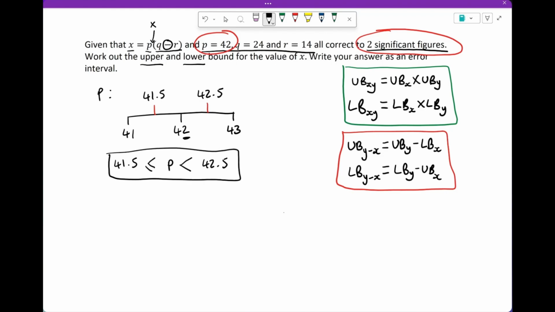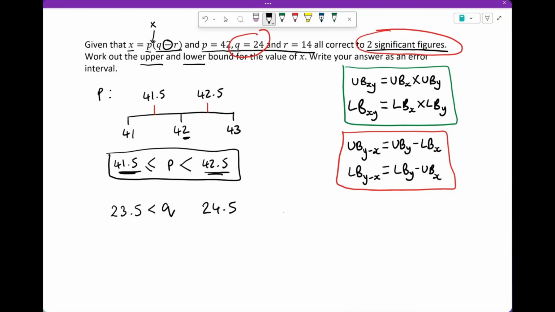However, because the other numbers are also two digits and have also been rounded to two significant figures, we can pretty quickly write out the error interval for q and r. So for q, which is 24, we'd be putting q in the middle. And you can see for p, the 42.5 and the 41.5 have a difference of 0.5 with the 42. So we should get the same format for the q. The q is 24, so we're going to have plus 0.5, which is 24.5, and subtract 0.5, which is going to be 23.5, like that.